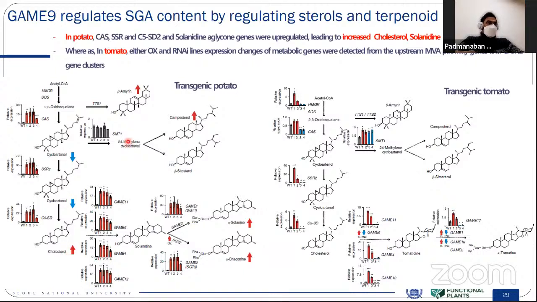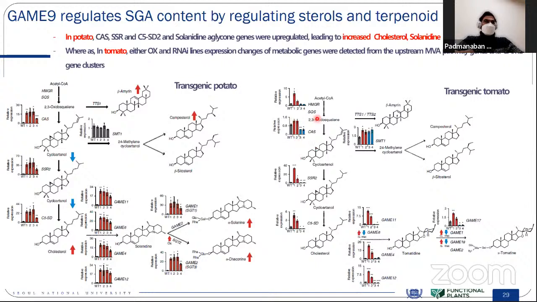How? Because when this GAME9 is overexpressed, they also overexpress other steroid glycoside interacting transcription factors such as GAME11, GAME6, GAME4, GAME12, and GAME2, which produce alpha-solanine and alpha-chaconine, which are toxic steroid glycoside compounds in potato. They're also highly expressed. And in the transgenic tomato, the same mechanism happens.